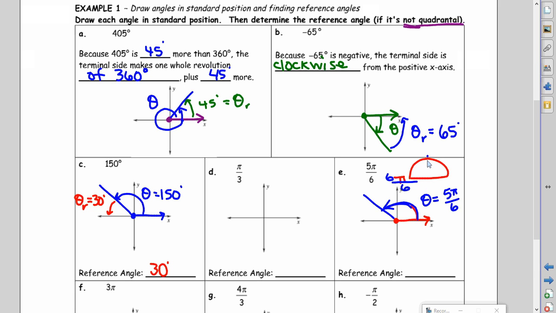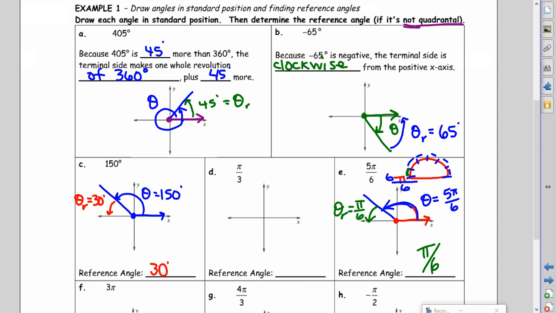I could also make little marks. That would be 6 little sections. I need to go 1, 2, 3, 4, 5 of them. How many are left down here? 1 of them. So my reference angle is pi over 6, or the 6th that I was short to make it all the way around. Okay, so that's pi over 6.